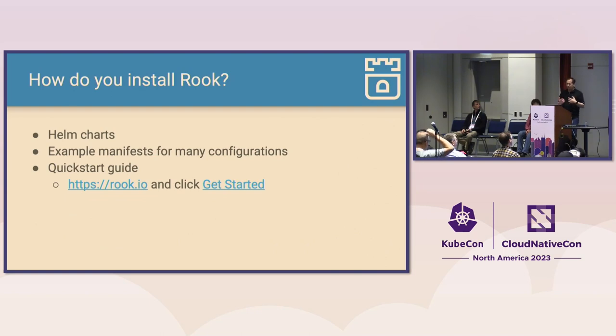Moving on, how do you install Rook? There's multiple ways. You can use Helm charts. We also have example manifests for all sorts of different configurations. There's many ways you can choose if you want to run the three platforms, block, file, and object, or just one or multiple combinations of them. You can get started on rook.io.